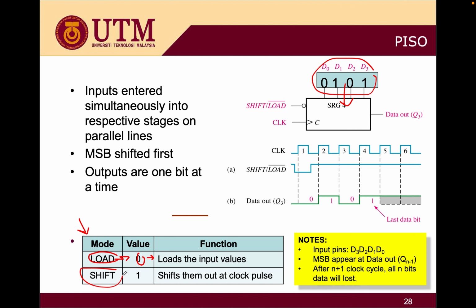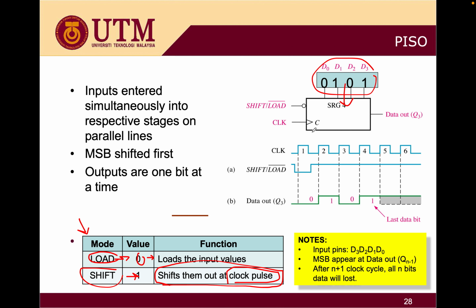While if your shift is equal to 1, you're going to shift out all the data at the clock positive pulse. If your clock is positive, then it triggers on the positive edge. If the clock is negative, then it triggers on the negative clock.